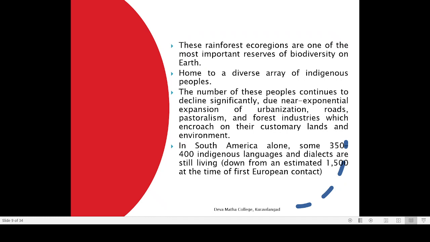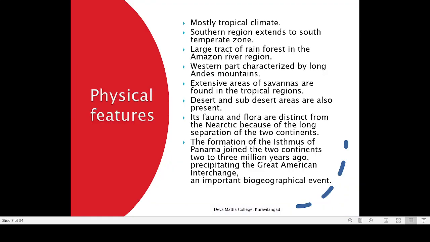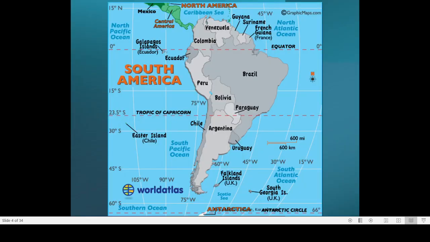Then homes to diverse groups of indigenous people. Because if you look at it right now, what we are seeing in the Amazon is actually a mixed civilization. South America was actually a country of South American people, or what we call the Red Indians. Still, if you go to many parts of Peru or Bolivia, we can find that their habits and habitat, their mode of living, are completely different.